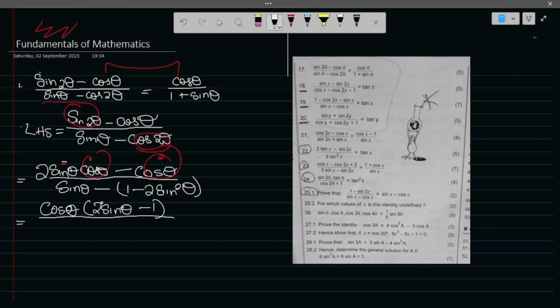And then when you solve this, you're going to be left with sine theta minus. So it's going to be negative multiplied by 1, and also negative multiplied by negative 2 sine squared theta, right? So you're going to be left with sine theta minus 1 plus 2 sine squared theta minus 1.